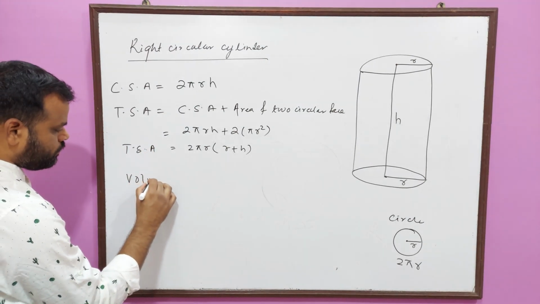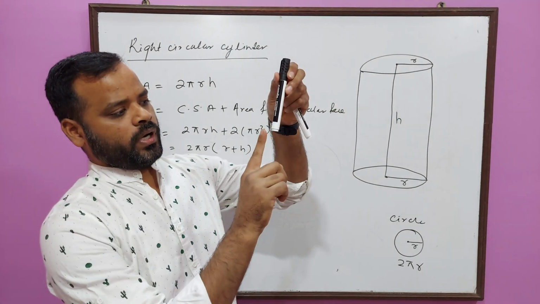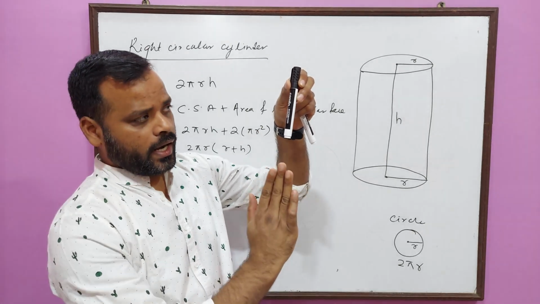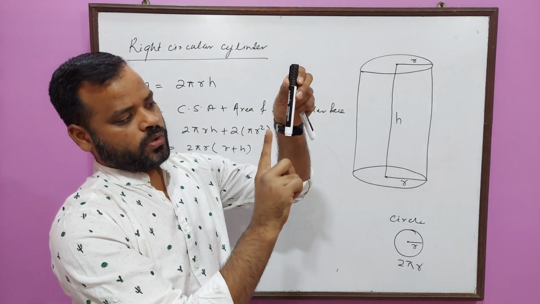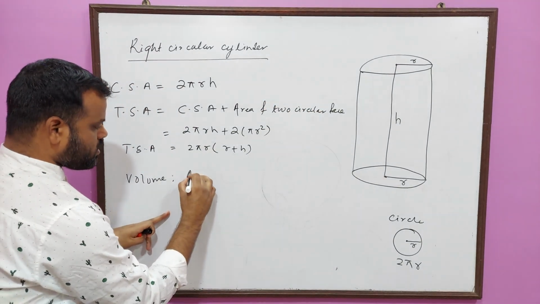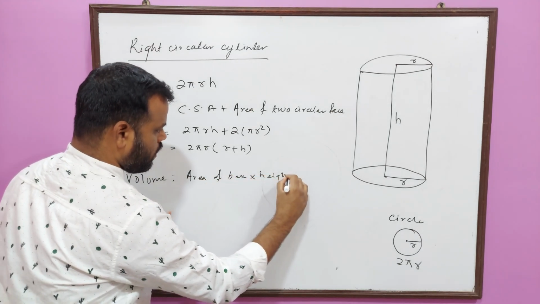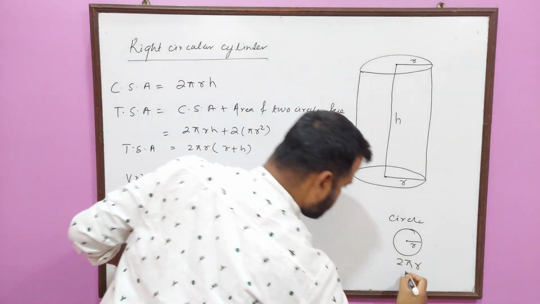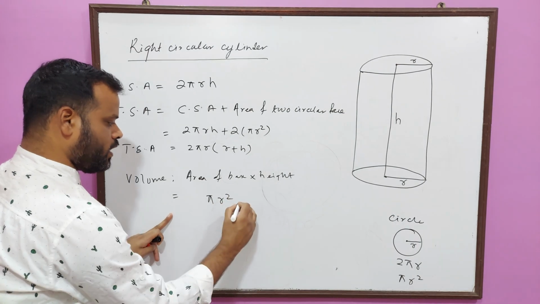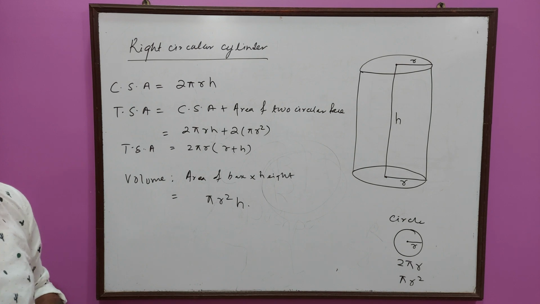Now volume. To calculate the volume, you need the area, how much area is there and how much height it is standing. So area of base into height. Area of circle will be pi r square. So area of base means pi r square into h. So this is the volume of the cylinder.